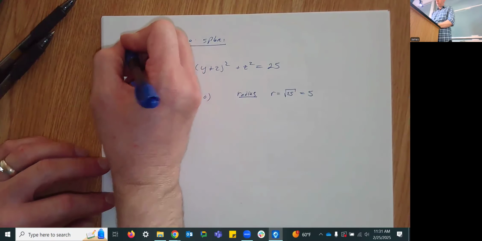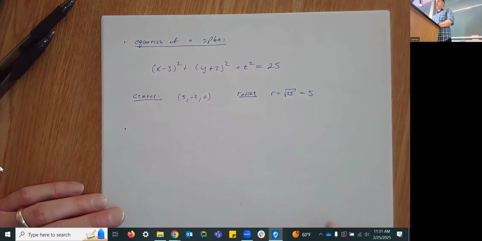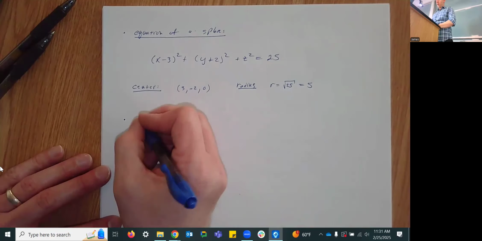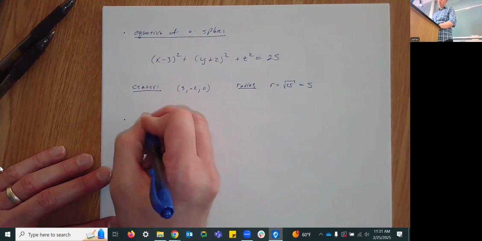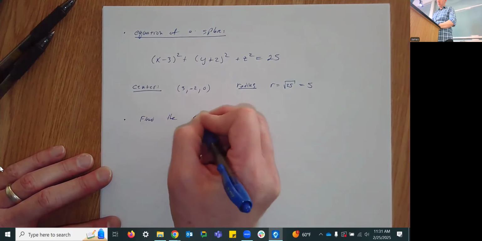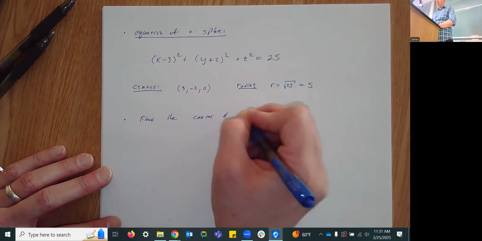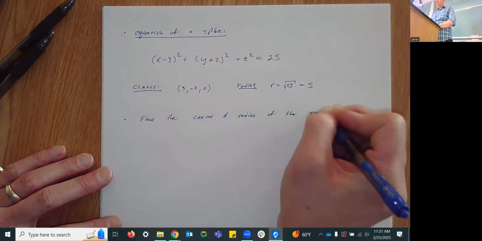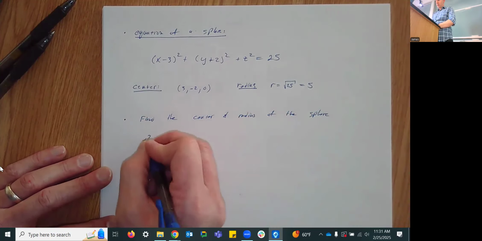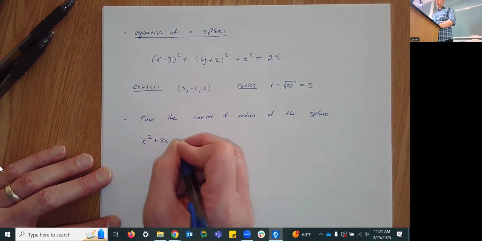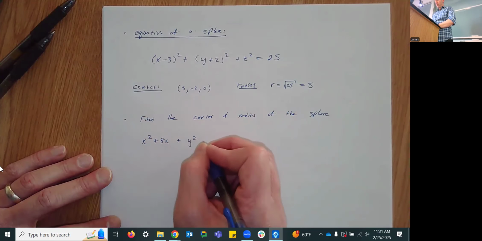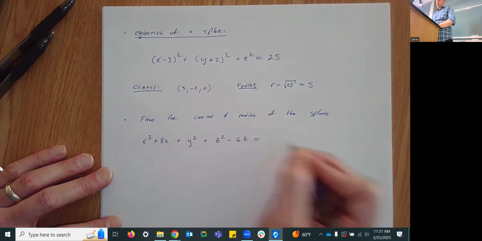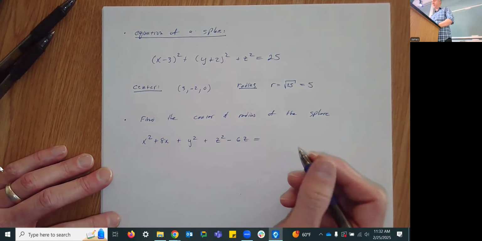It would not surprise me at all if you were given something like this on an exam, like the following question. I would say something like: find the center and radius of the sphere x squared plus 8x plus y squared plus z squared minus 6z equals 24.